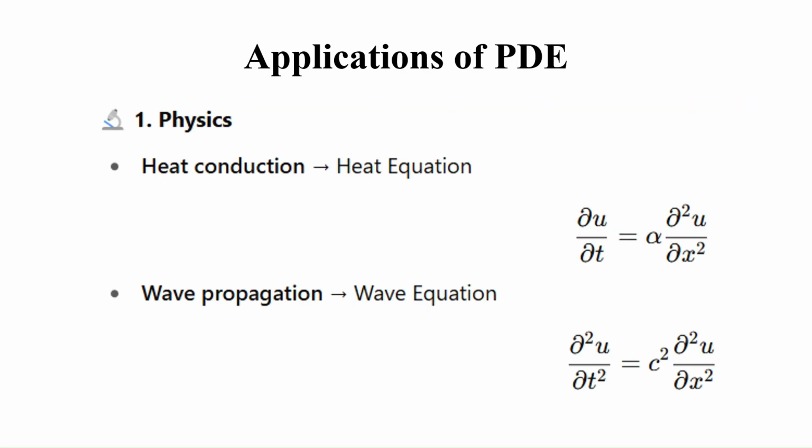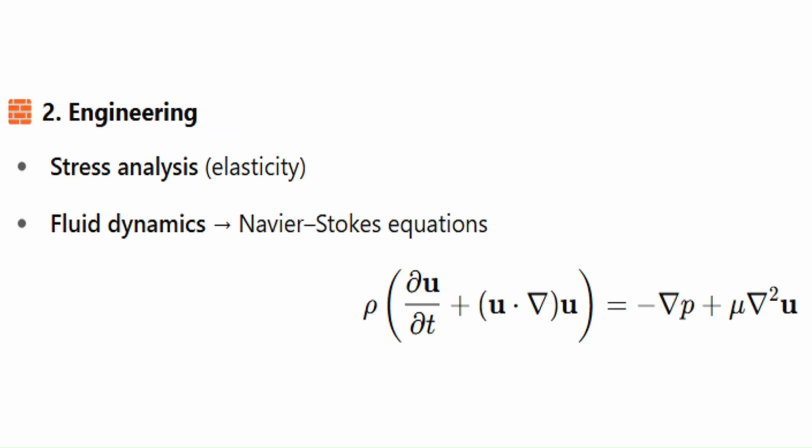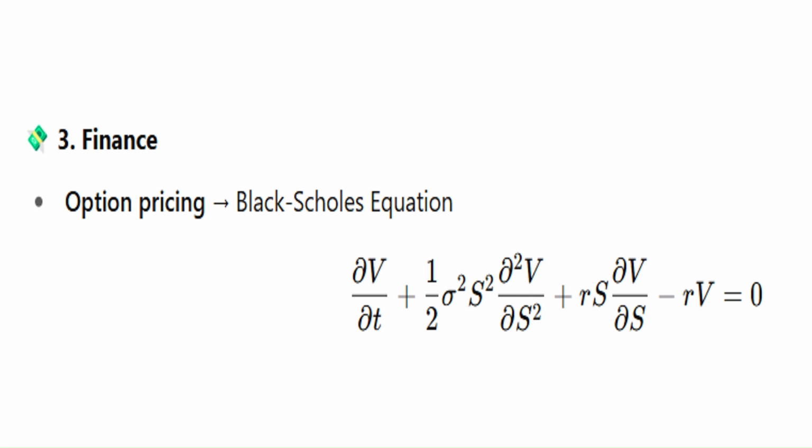Applications of PDE in physics. Heat conduction. Heat equation is ∂u/∂t equal alpha ∂²u/∂x². Wave propagation. Wave equation is ∂²u/∂t² equals c² ∂²u/∂x². In engineering, stress analysis, elasticity, fluid dynamics, Navier-Stokes equations. In finance, option pricing, Black-Scholes equation.